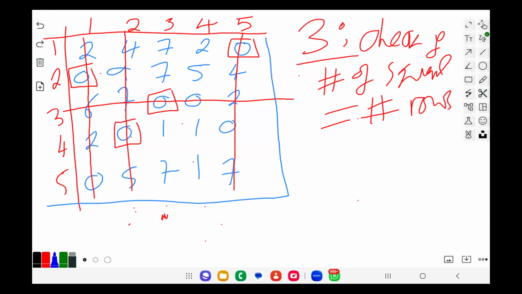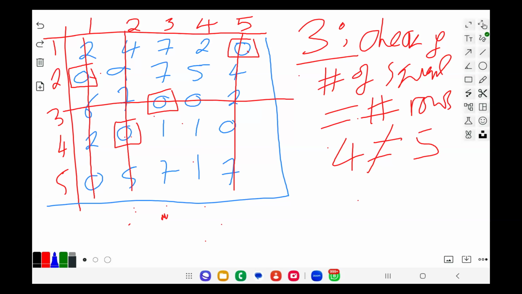So when you count, how many squares have we drawn? One, two, three, four. So squares are 4. How many rows are there? The 5 rows, right? So they are not equal. If they were equal, you could have just left it there.